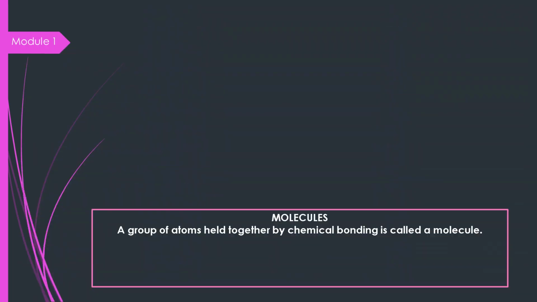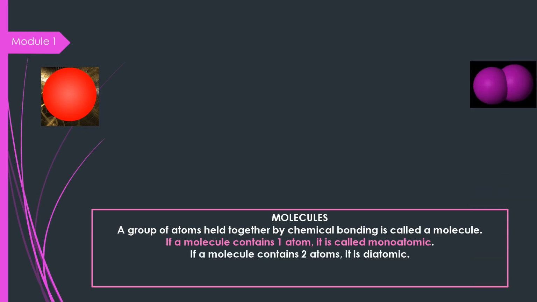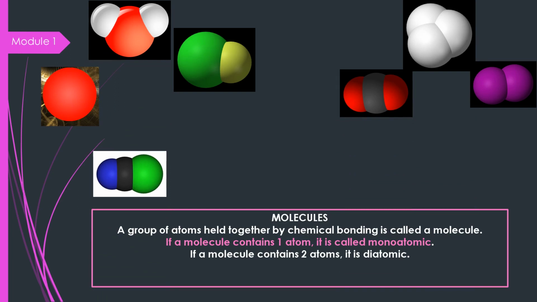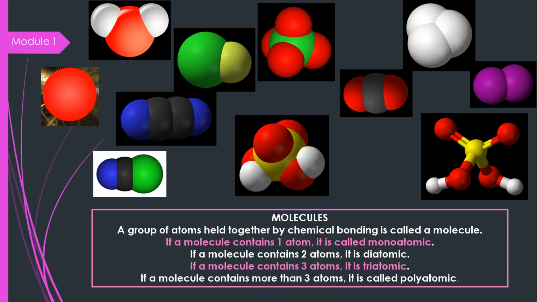If a molecule contains only one atom, the atom is a loner, the atom stays alone, then that molecule is called monoatomic. If a molecule contains two atoms, then it is called diatomic, and if it contains three atoms, it is called triatomic. All the molecules containing more than three atoms are called polyatomic. These models of molecules shown on the screen are examples of monoatomic, diatomic, triatomic as well as polyatomic molecules.